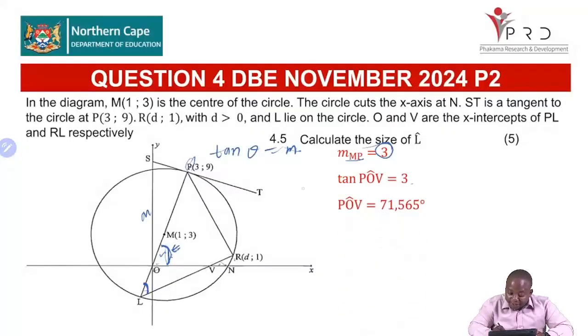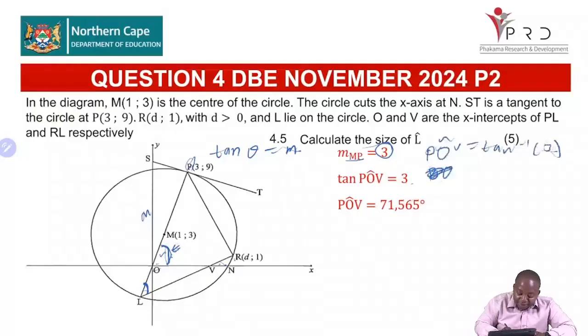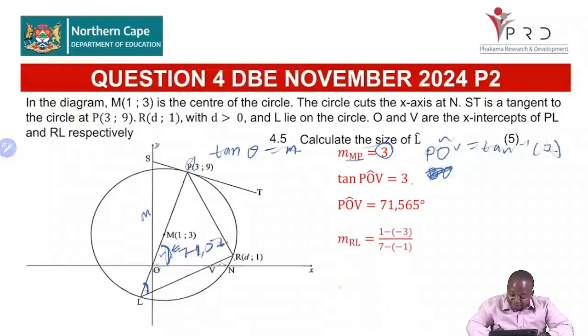Then I can find this one to say my POV is equal to the second function of 10, 3, which is now 71,56. So this one is 71,56, right? Then I can proceed and find this angle right here, which is RVL. To find that, I need to find the gradient of RL first.